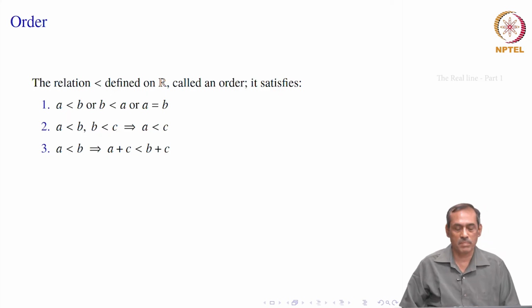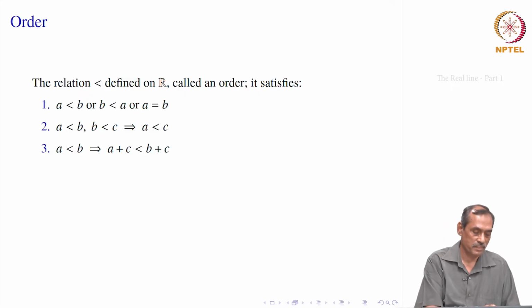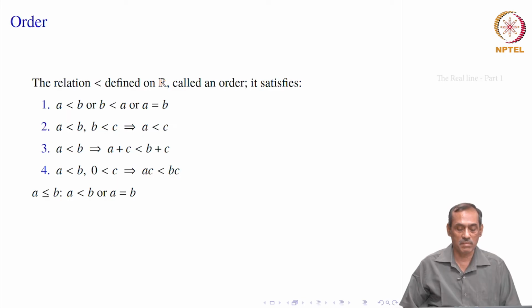And we have another property, how this less than behaves with respect to addition. It is really preserving. That is, if A is less than B, then A plus C will be less than B plus C, for whatever A, B, C numbers are. And with respect to multiplication, we have a restriction there: if C is positive, 0 is less than C, and A is less than B, then you get AC is less than BC. What happens when C is negative? We will come to it. It will follow from these properties later.